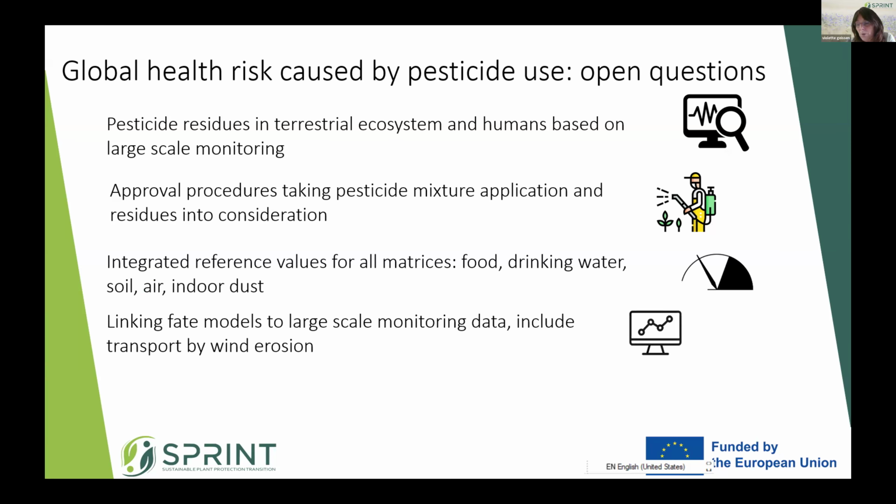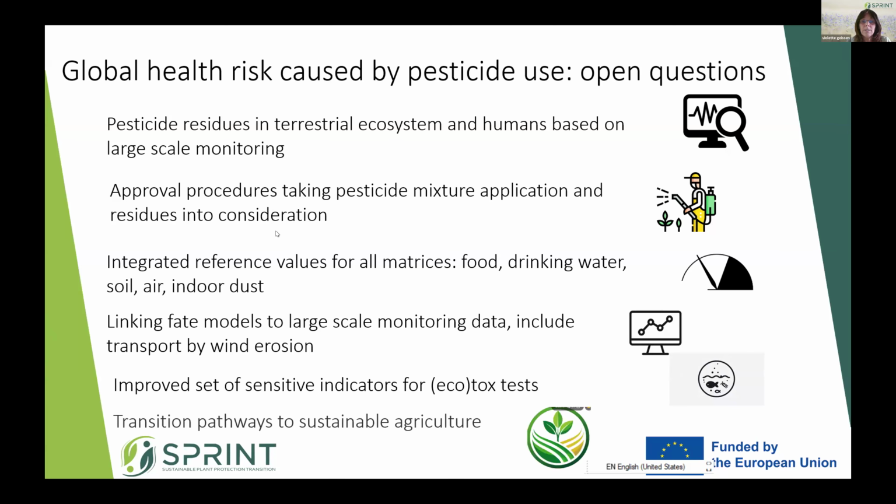What about fate models? In Europe, EFSA applies fate models, FOCUS models, to simulate the transport of pesticides off-site. But one very important pathway, like wind erosion and the particulate transport with the water, is not taken into consideration. What is needed is an improved set of sensitive indicators for ecotox and tox tests. And surely we have discussed for 30 years how we do the transition to sustainable agriculture. I think we are ready for this. There are enough tools and we can do it, but it just has to be implemented.